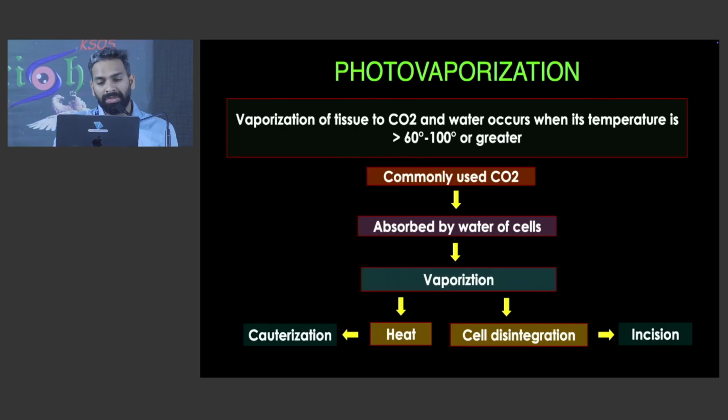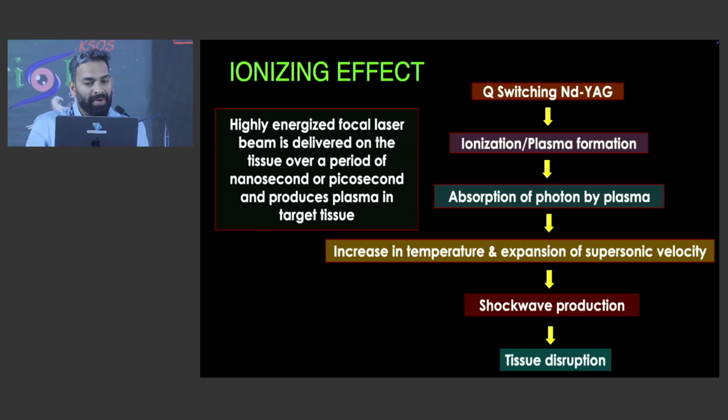In photovaporization, carbon dioxide laser is absorbed by the water of cells, and vaporization occurs, heat cauterizes, and cell disintegration makes an incision. Then the ionizing effect, that is Q switch Nd:YAG, causes ionization and plasma formation, absorption of the photons by the plasma, creating shock waves and tissue disruption.